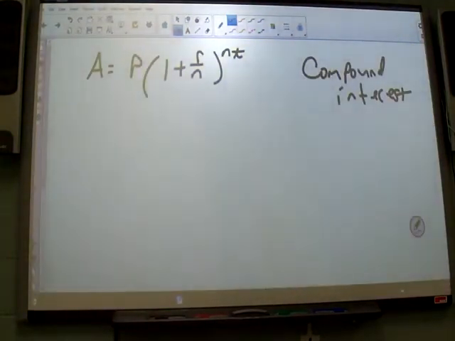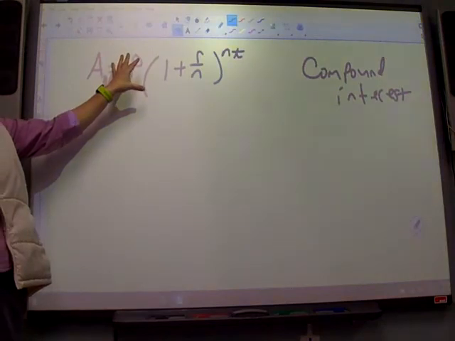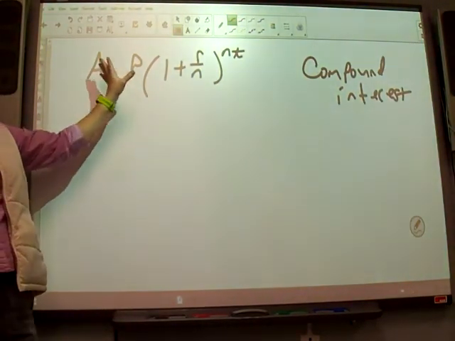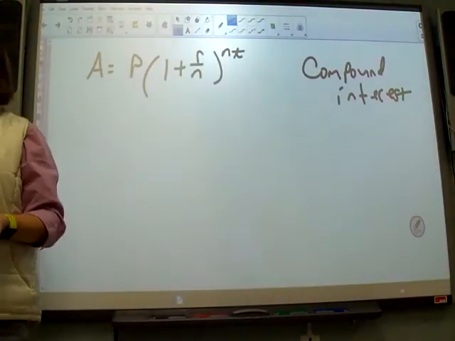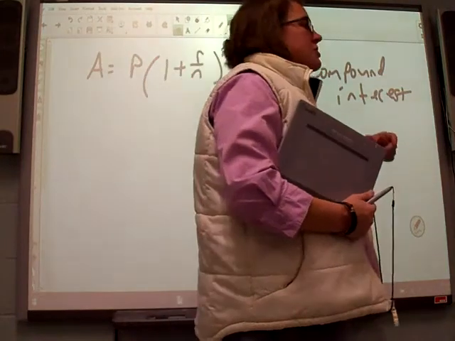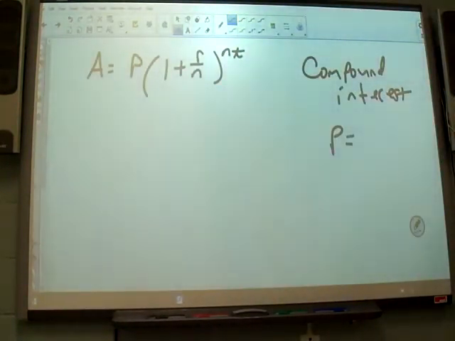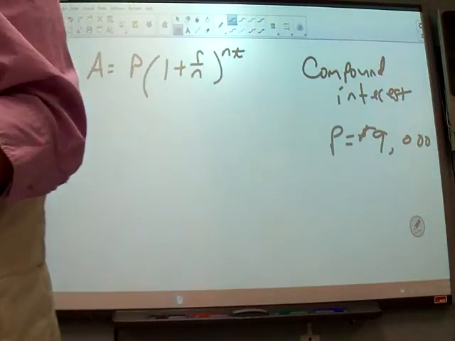Yes, very good, Chloe. The P. The P would be in the same place as that A was earlier, wouldn't it? And the A stood for what we started with, right? P in this case, this banker's formula as I call it, P stands for principal. Principal is how much you put down or what you invest or what you start with. So if we invest $9,000, our P is $9,000. Okay? Everybody all right on that?